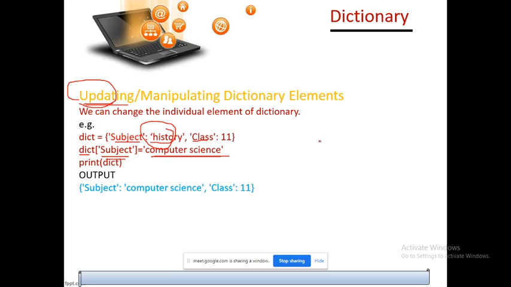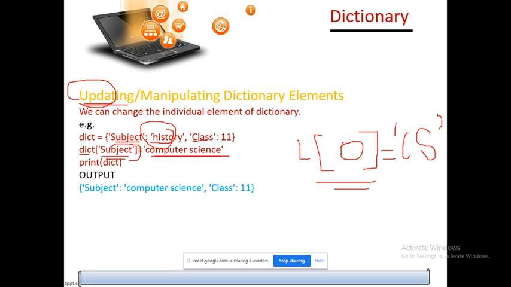For example, in case of a list, if you want to change it, how will you change it? You will say L, and then you will pass the index, whether it is 0, 1, 2, and then you will say L[0] is equal to, say, CS. So you will change it like this. But in case of a dictionary, you will change or update using keys, that is in this case it is subject. So you will write DICT subject is equal to computer science, and after that you will print that updated dictionary. So this is how you will update the elements of the dictionary.